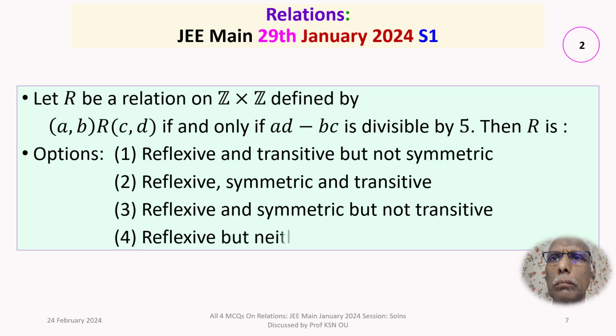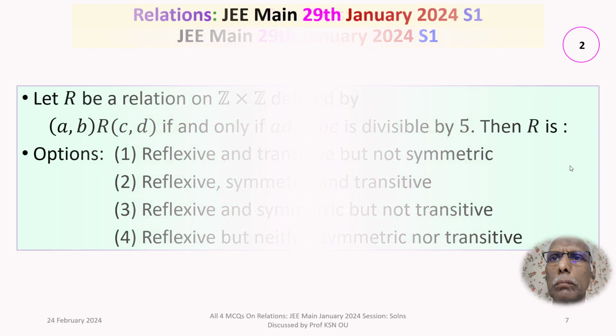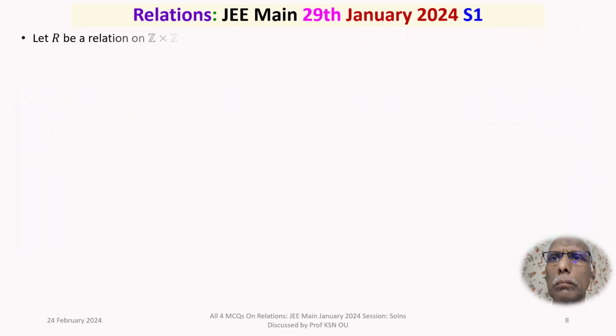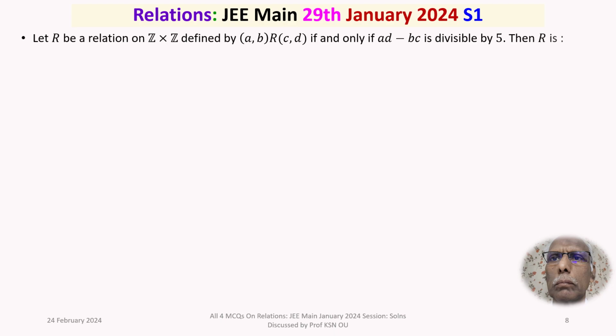Now, let's look at the problem once again. R is a relation on Z cross Z defined by A comma B related to C comma D if 5 divides AD minus BC. Then what are the properties of R? That's the question. We now discuss the solution of the problem in detail.